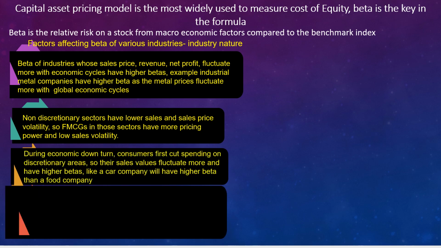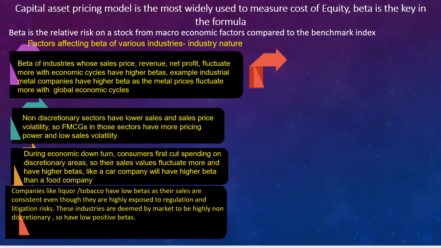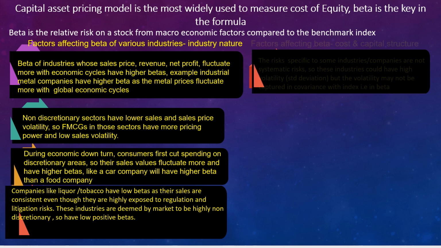During an economic downturn, consumers first cut spending on the discretionary areas, so their sales values fluctuate more and have higher betas. Like car companies will have higher beta than a food company. Companies like liquor or tobacco have lower betas as their sales are consistent even though they are highly exposed to regulation and litigation risks. These industries are deemed by the market to be highly non-discretionary, so have low positive betas.